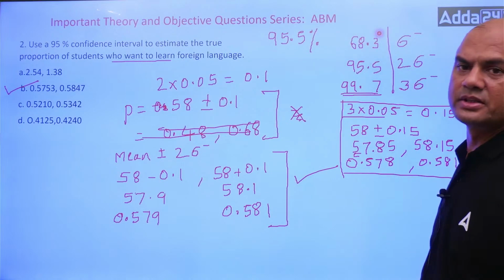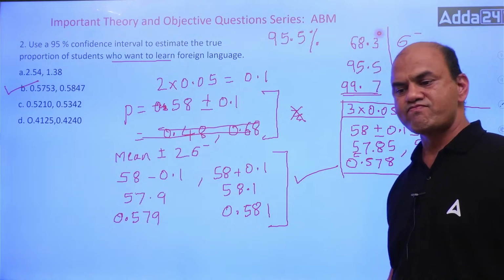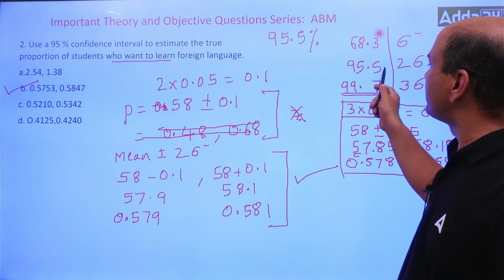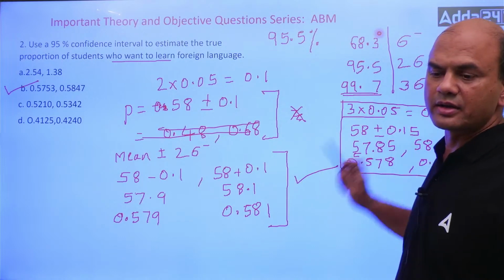68.3% confidence, you have 1 standard error. 95.5% confidence level, you have 2 standard errors.